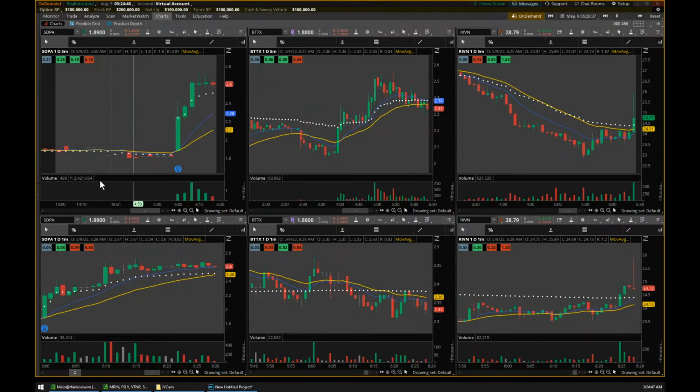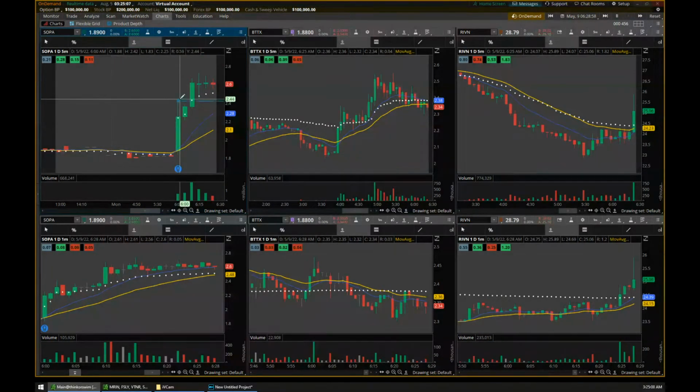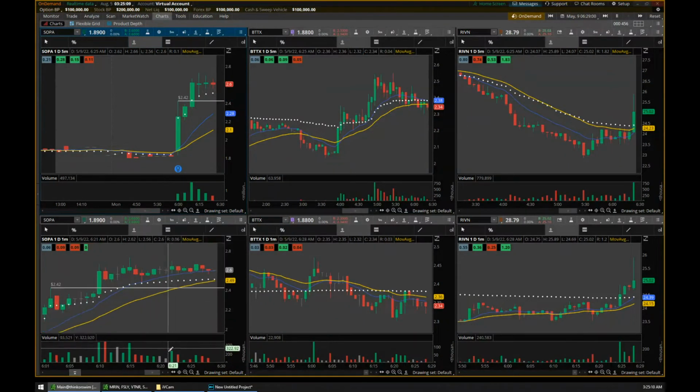All right, so we've got a minute and a half to the bell. SOPA here is the leading gapper. Definitely trading above the VWAP, but pretty extended up here. I don't know, quite a ways away from the EMAs. They kind of need to catch up, but we could see a move on it right out the gate. I'll mark out some levels here.